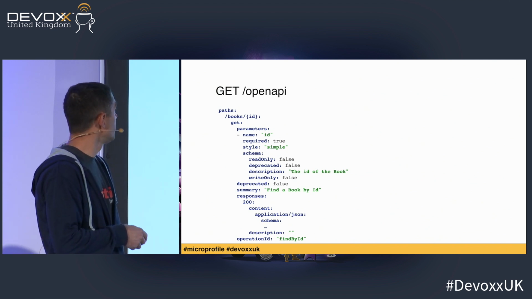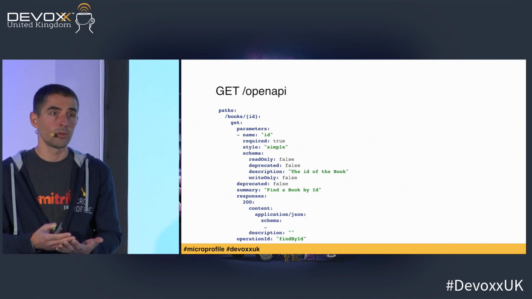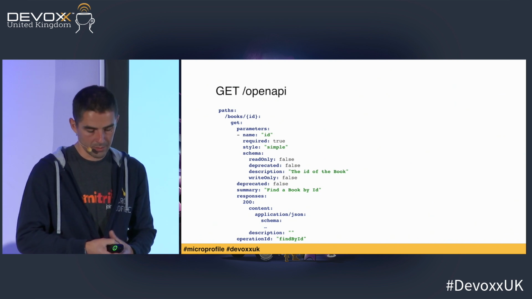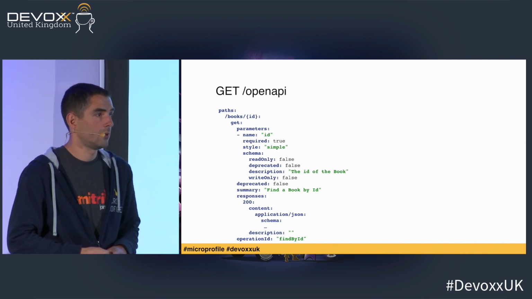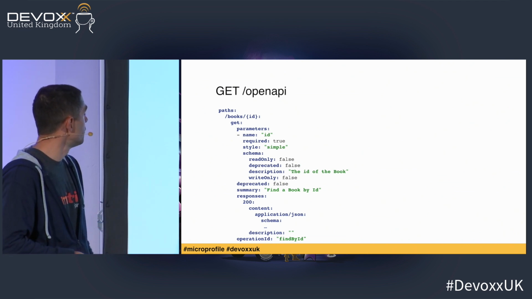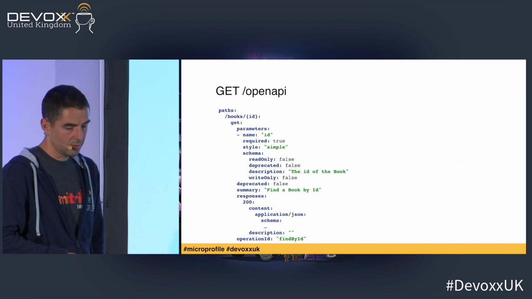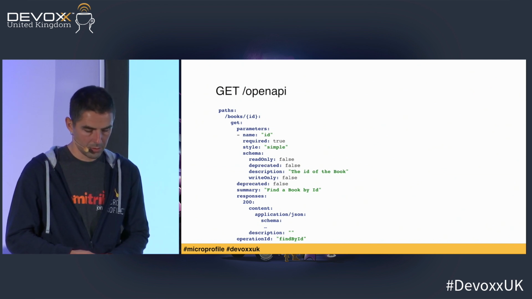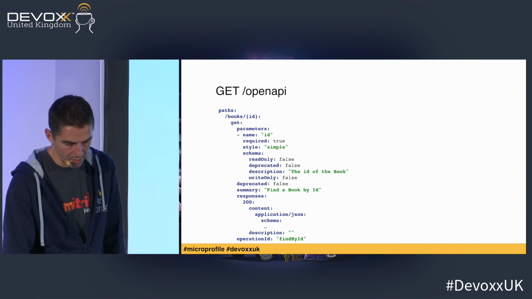Same as for metrics and health and other specifications, when you deploy a MicroProfile application into a MicroProfile server, you get out of the box the /openapi path, which is available. And obviously, when you go and read the OpenAPI result, you get the YAML file. You can also get the JSON file if you want to. In this example, I just used the YAML file, but you can read the JSON as well.